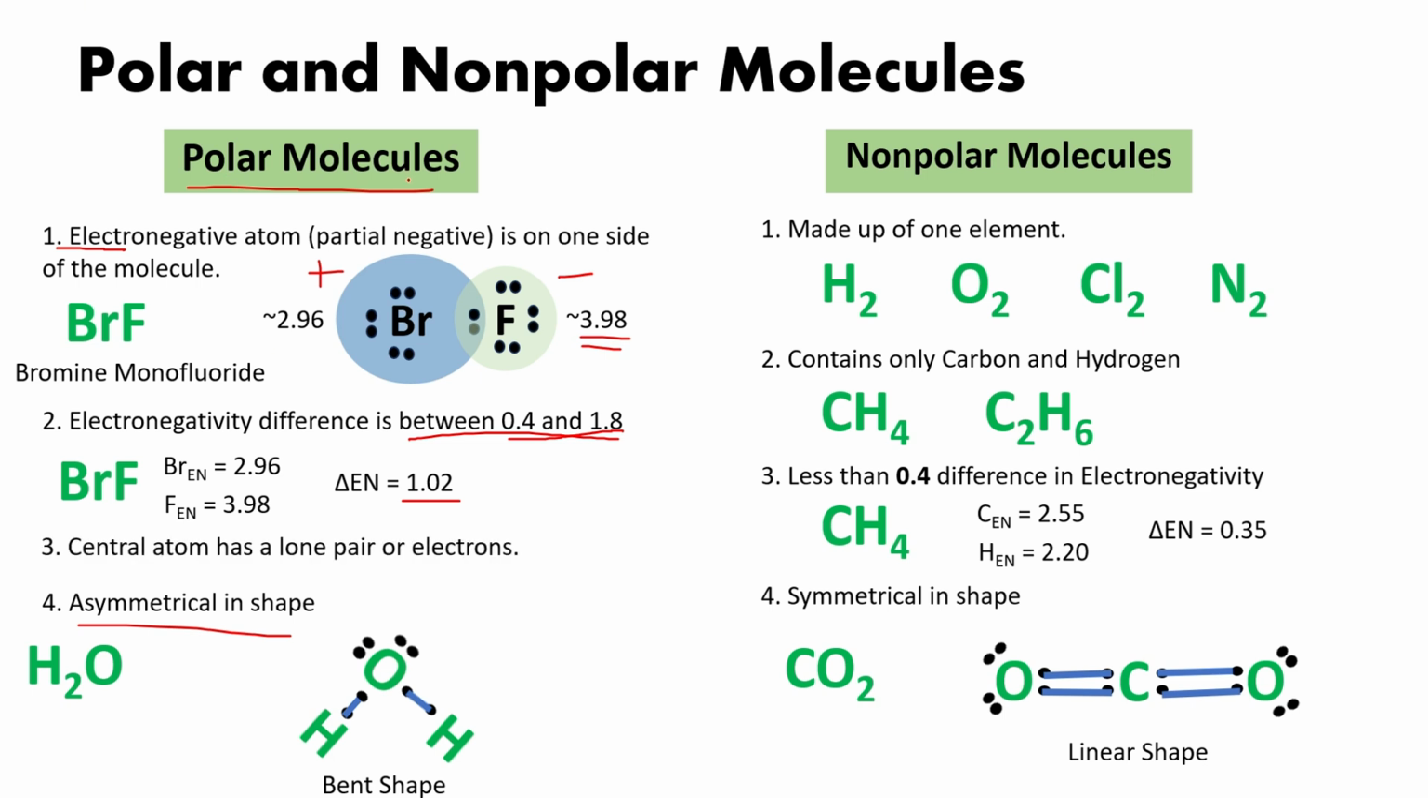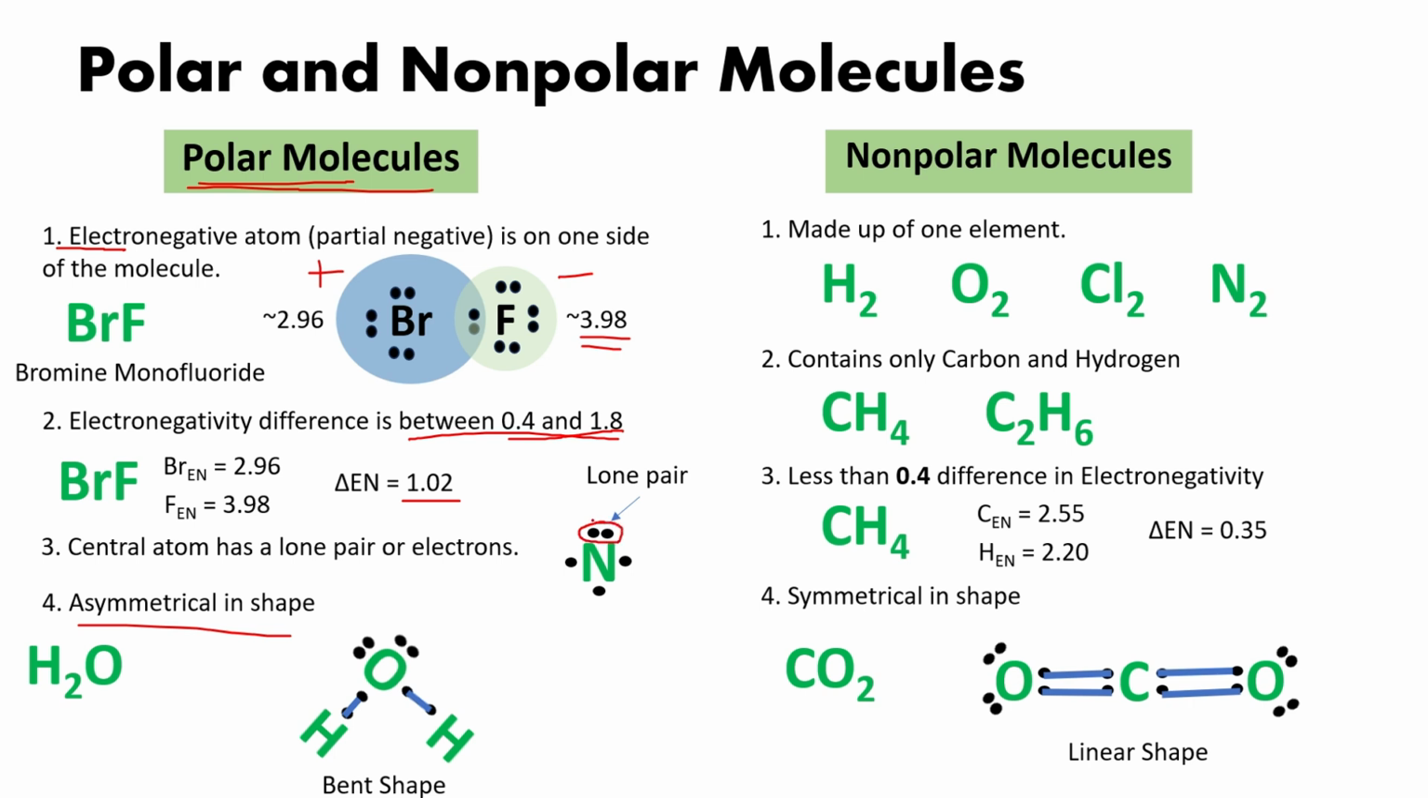Okay, third, the last one: the central atom has a lone pair of electrons. And what does it mean by this? For example, any compound that has a central atom, nitrogen, which has a lone pair. Nitrogen has a lone pair. So any compound that has a central atom, nitrogen, is a polar molecule.